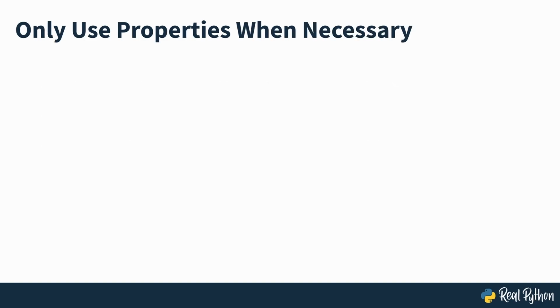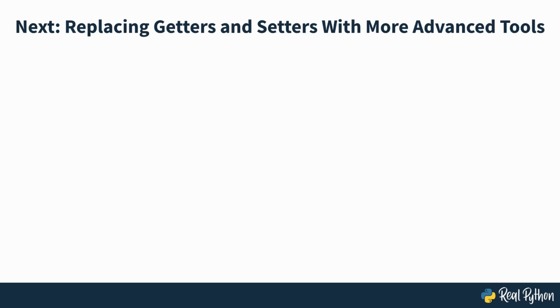Python's properties are useful, but because of that, people tend to overuse them. In general, you should only use properties when you need to add extra processing on top of a specific attribute. Turning all of your attributes into properties will be a waste of your time. It may also create performance and maintainability issues. In the next section of the course, you'll take a look at more advanced tools you can use to replace getter and setter methods in Python.